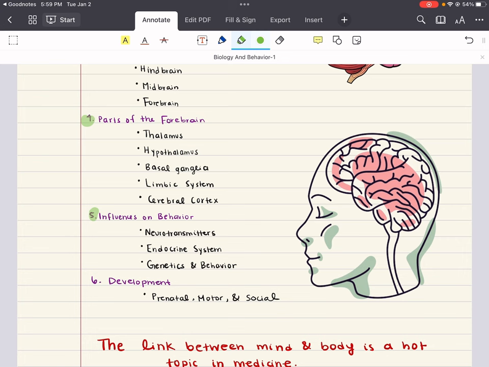And then last but not least, we're going to talk about development. The development process begins at the moment of conception and changes occur quickly. So we're going to discuss and begin to understand these changes and when they occur.